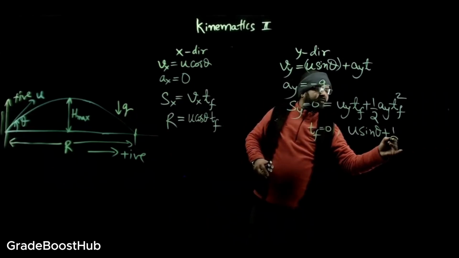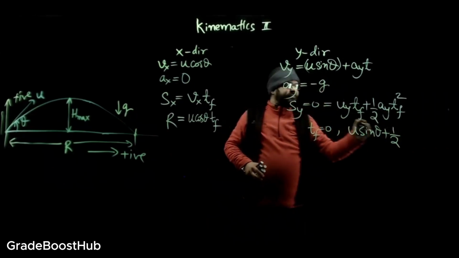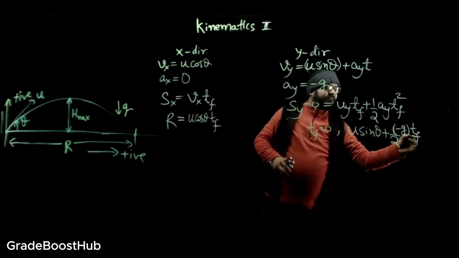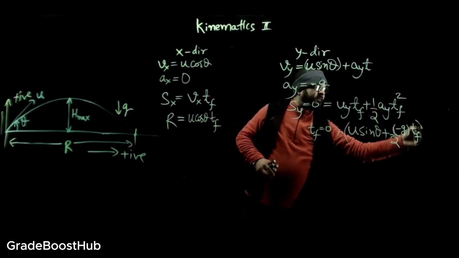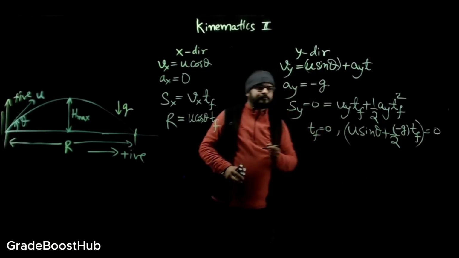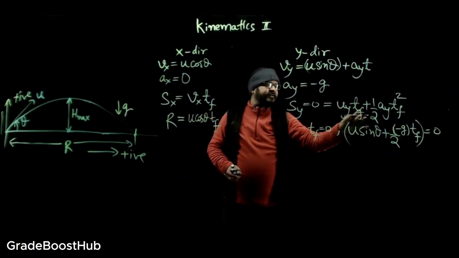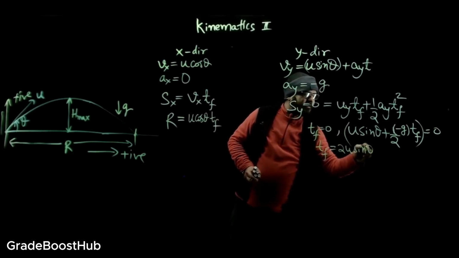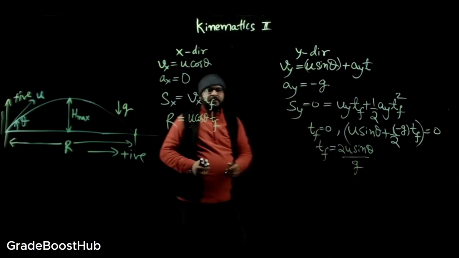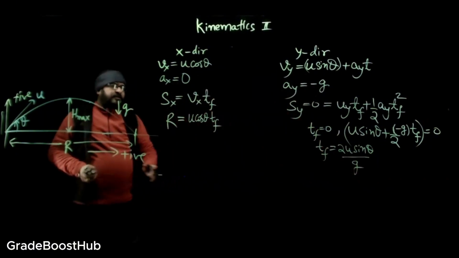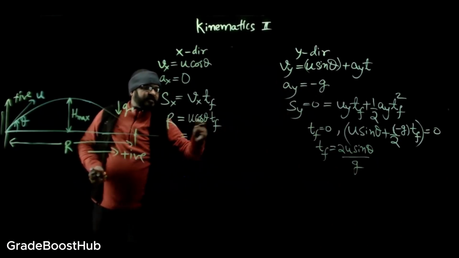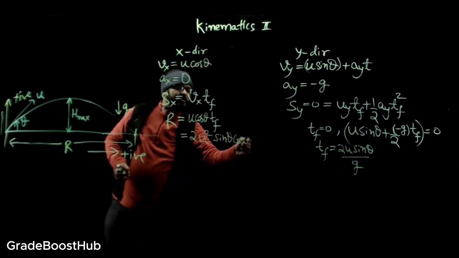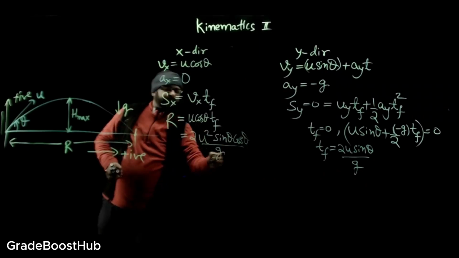plus half ay, where ay is minus g, times the time of flight, which we are interested in. One time of flight I have already taken out, so this has to go to 0. If I factorize this, I get time of flight is 2u sine theta by g. Do you all agree with this? Now, if you plug it in here, you will get 2u squared sine theta cos theta by g. Right?